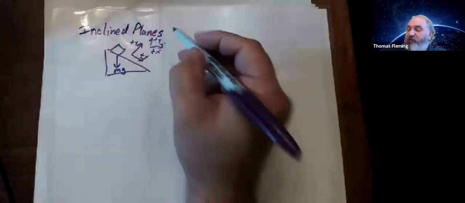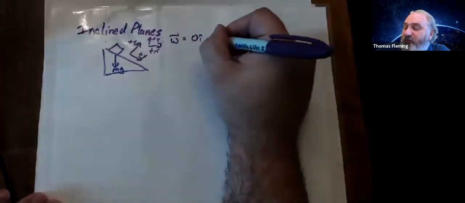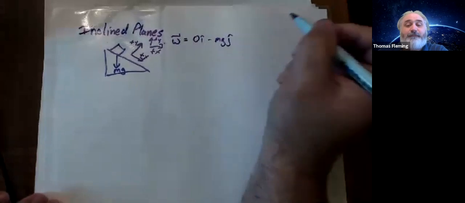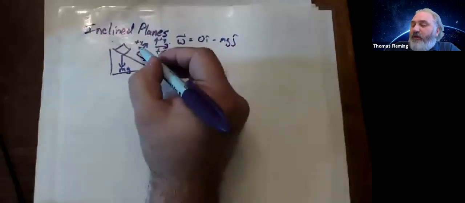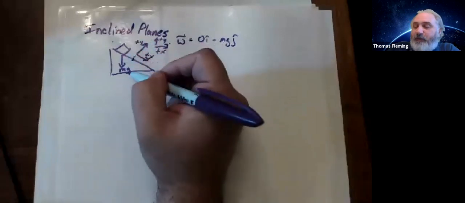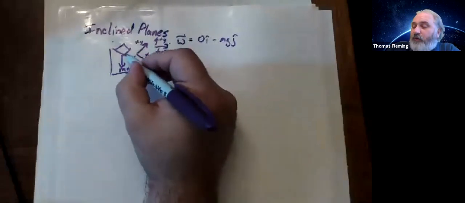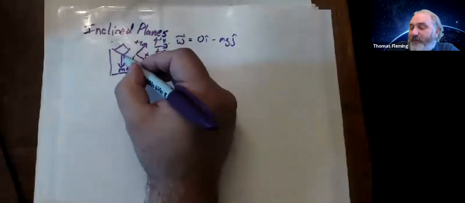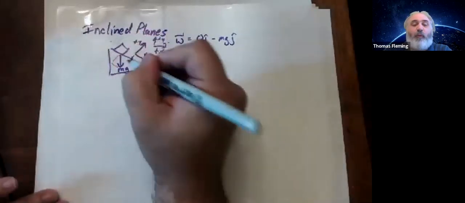So using this coordinate system, I can say that the weight would be 0 i hat minus mg j hat. But that's using this coordinate system. If I'm using a slanted coordinate system, it's no longer purely in the y direction, because the y direction is diagonal and gravity is not. It's also not purely in the x direction, because it's not completely down the ramp, it's a little bit down the ramp and a little bit inward. So what I have to do is break that into x and y components.